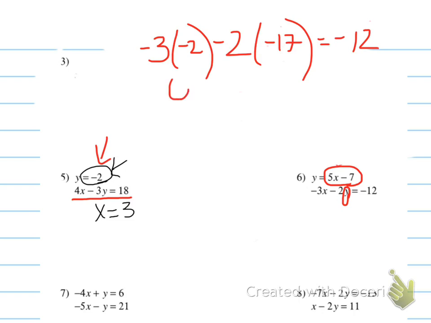So this would be equal to 6. And this isn't looking good for me, is it? 2 times 17. 17 times 2 is 34. Oh, boy. That's not going to be equal to a -12. 6 minus 34 is not equal to -12.